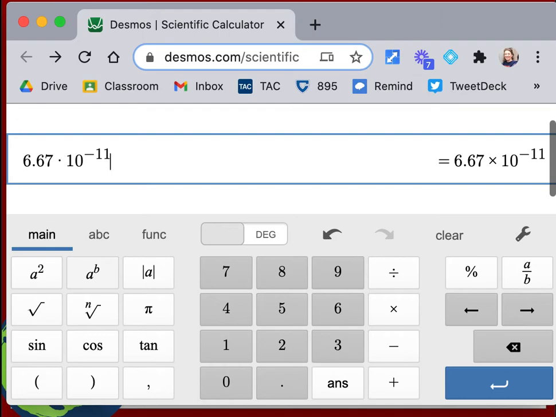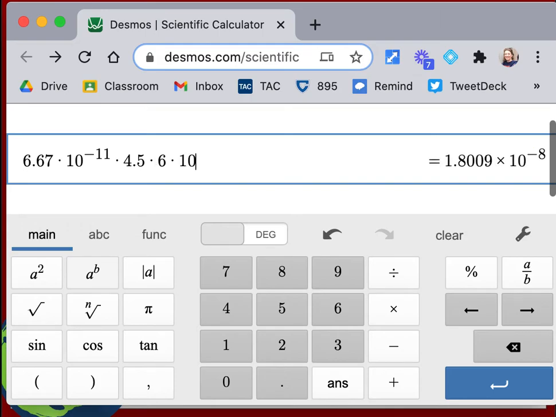Now I need to multiply that by the mass of the monkey. So I'll do 4.5. Again, I'm just typing on my keyboard. And then I need to multiply by the mass of the Earth, which is about 6 times 10 to the 24th kilograms.